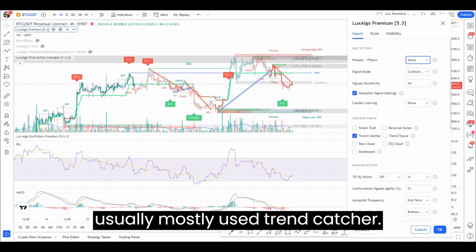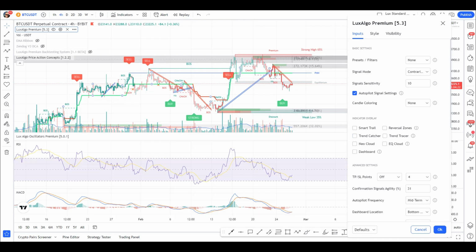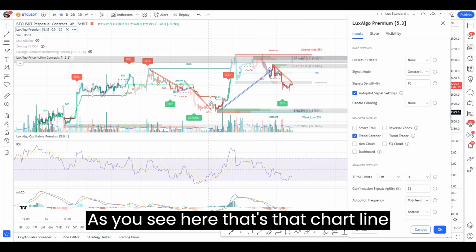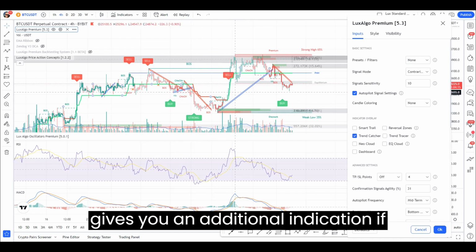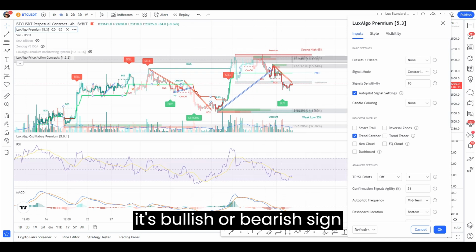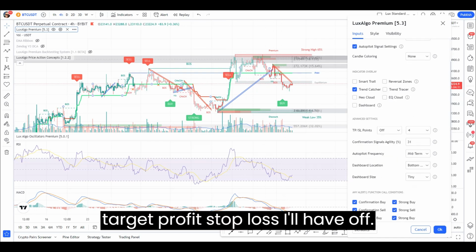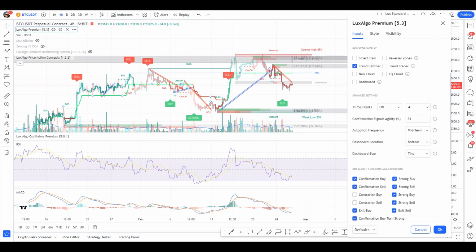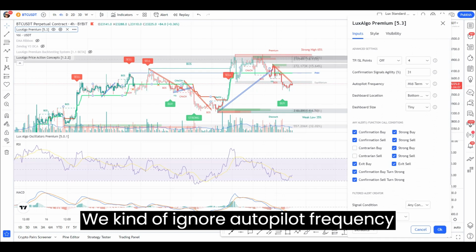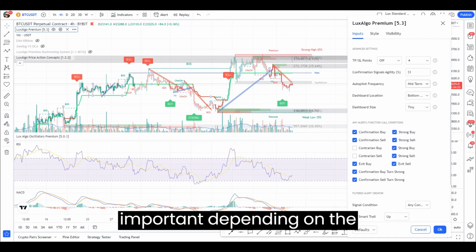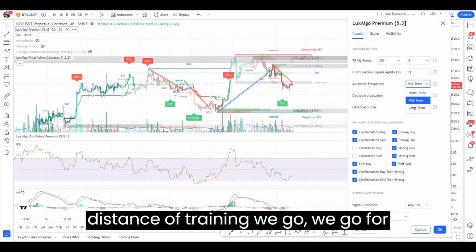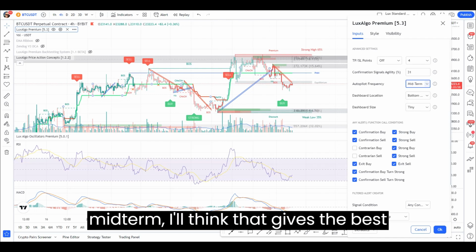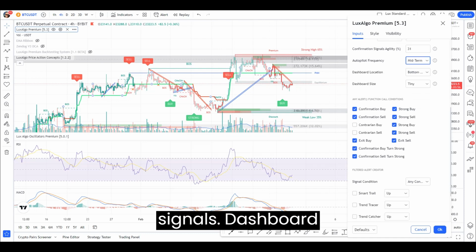I usually mostly use the trend catcher. As you see here, that's the chart line which switches from green to red. It just gives you an additional indication of whether it's a bullish or bearish sign. Target profit and stop loss I'll have off. We kind of ignore autopilot frequency. It's important depending on the distance of trading we go. We go for midterm. I think that gives the best signals.